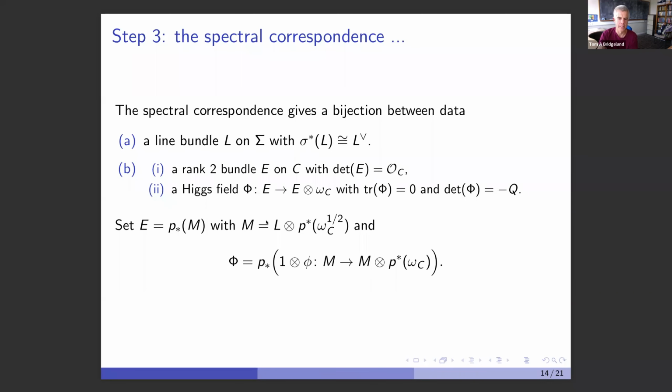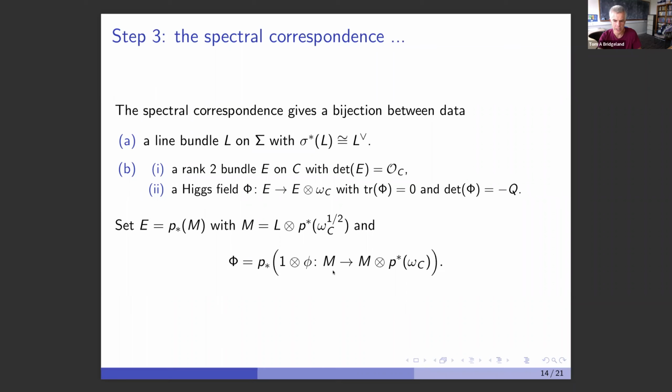And the way you get this is you take your line bundle L and you tensor it with the pullback of a spin structure from downstairs. You see, the problem is that ideally you would want both L and E to have degree 0, because those are the nicest kinds of bundles, but you can't do that. So basically, you take your degree 0 line bundle, you tensor it with something from downstairs and then you push it forward. And that gives you a degree 0 bundle downstairs.